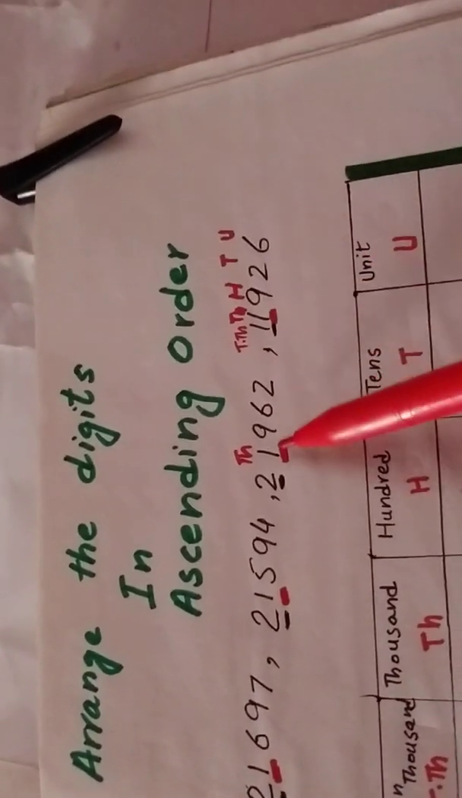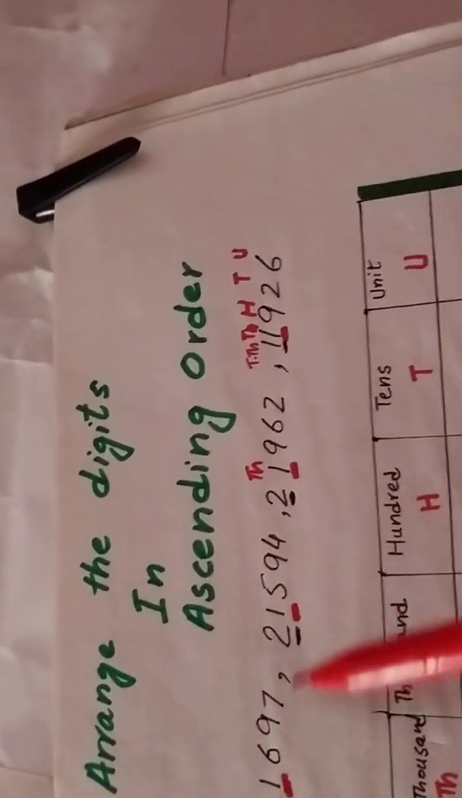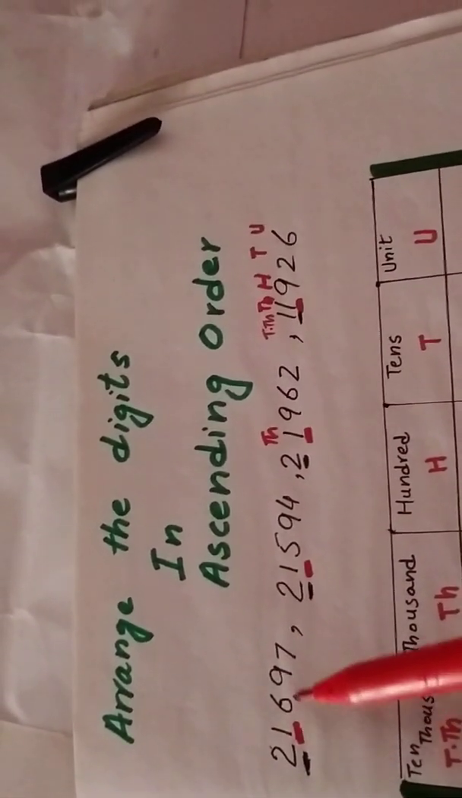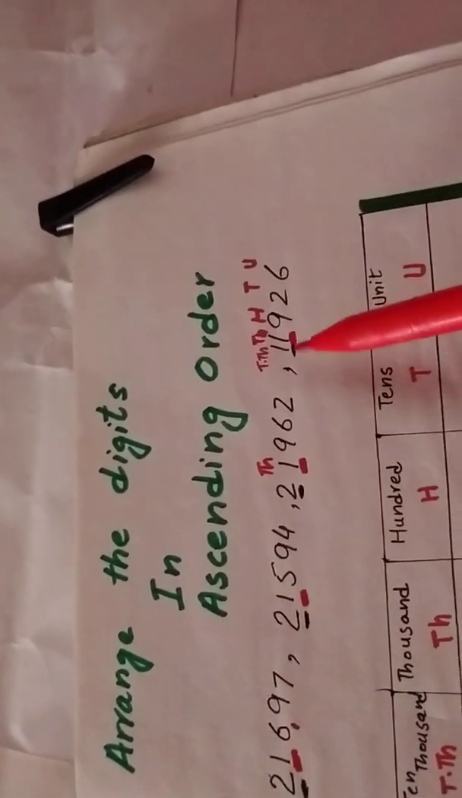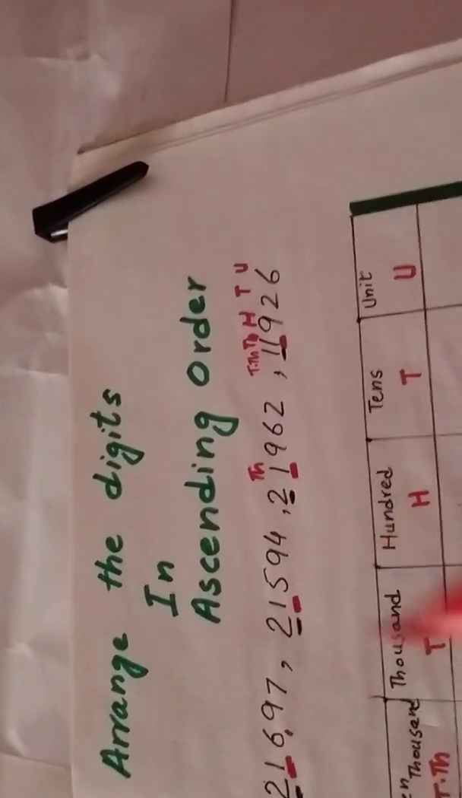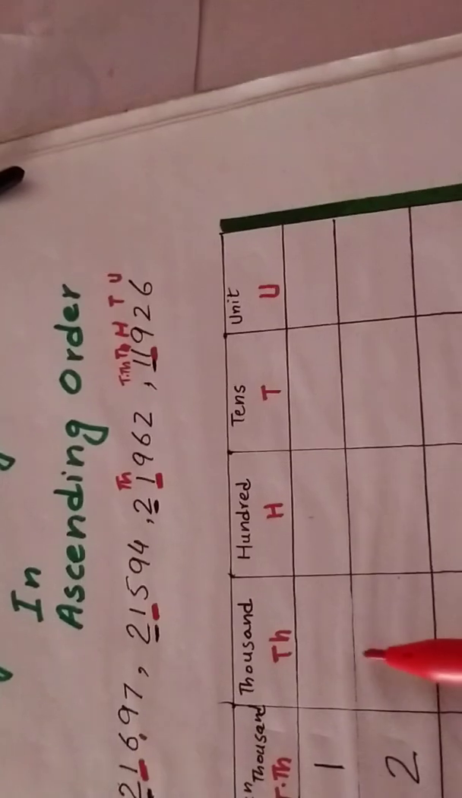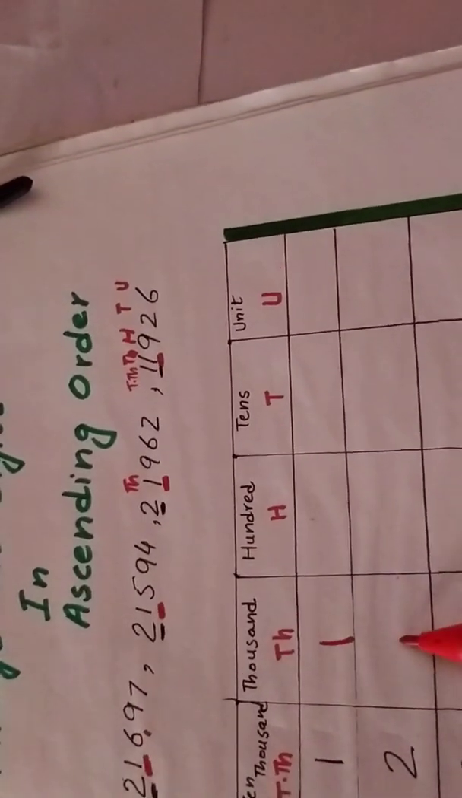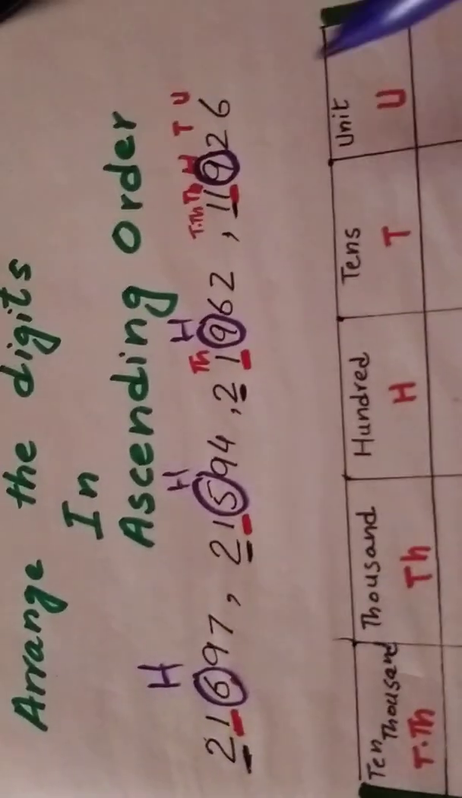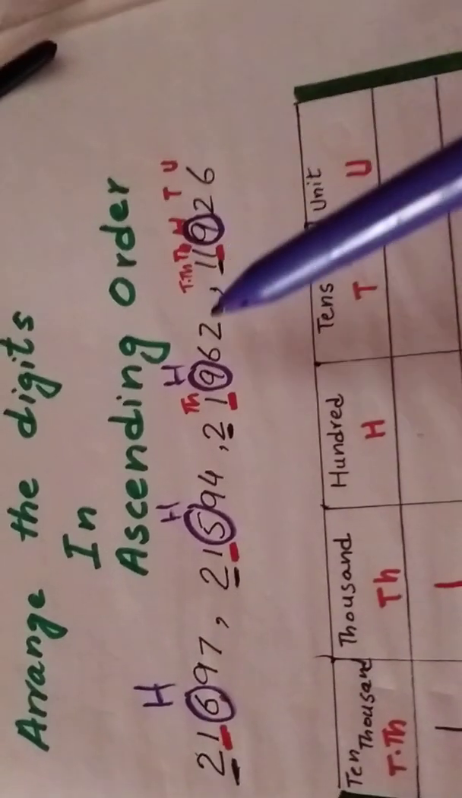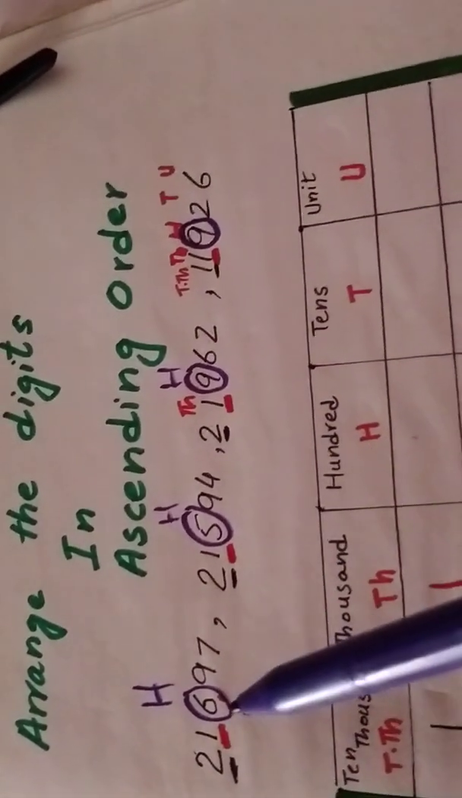In thousand place, we see what is the smallest. In thousand place, 1, 1, 1, 1. They are all the same. Now the turn is the 100 place. The values in 100 place are 9, 9, 5 and 6.